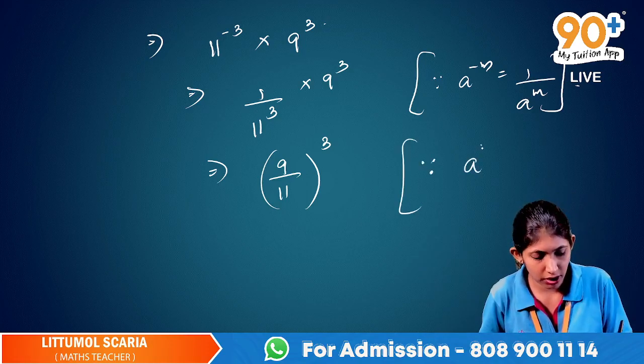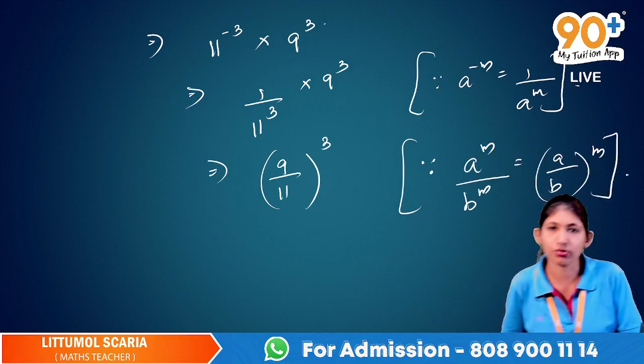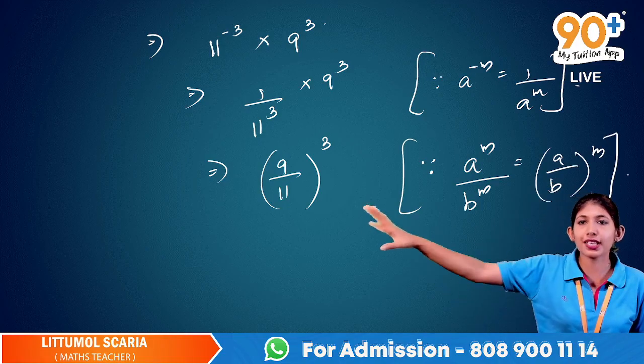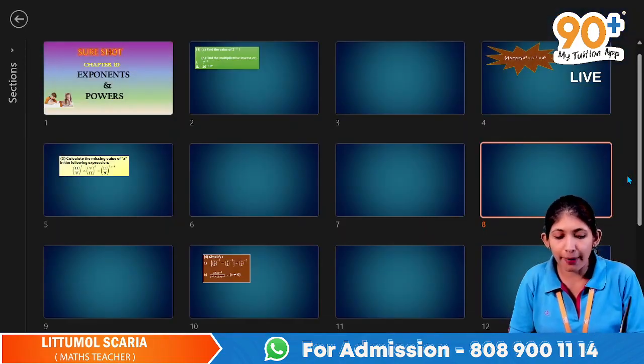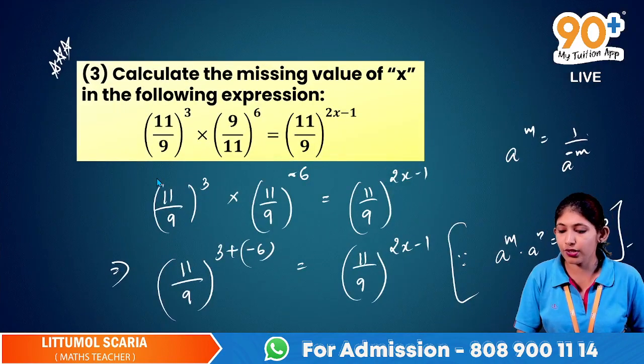എങ്ങനെയാണ്? a to the power m by b to the power m is equal to a by b whole to the power m. ഇന്നത്തെ കുറേ ലോസ് ഉപയോഗിച്ചു. ഇപ്പൊ എന്ത് സംഭവിച്ചു? സിംഗിൾ പവർ കിട്ടി, സിംഗിൾ ബേസ് കിട്ടി. ബട്ട് റൈറ്റ് ഹാൻഡ് സൈഡ് എന്തായിരുന്നു? 11 by 9 whole raised to 2x minus 1.